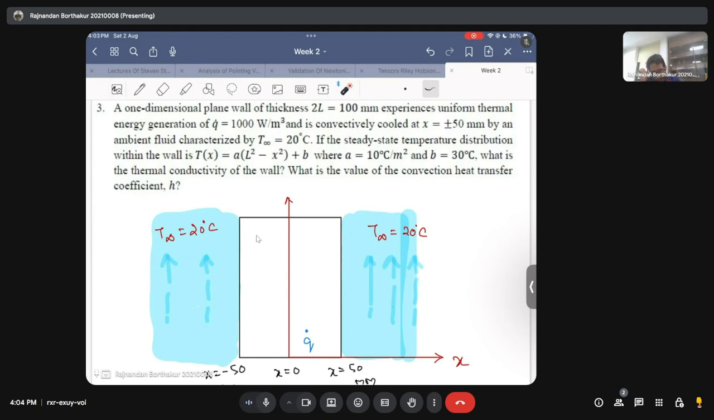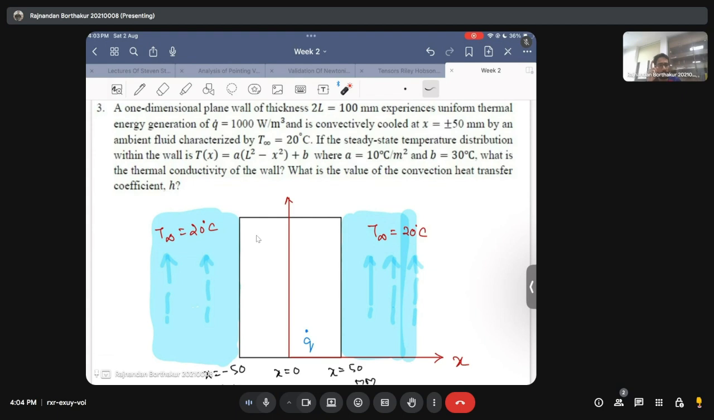Now it says that the steady state temperature distribution within the wall, T of x, is something like this. They have given you the temperature distribution inside this wall, and the values of A and B are given. They have asked us, first of all, what is the thermal conductivity of the wall. And the second thing is that we need to evaluate the value of the heat transfer coefficient h.